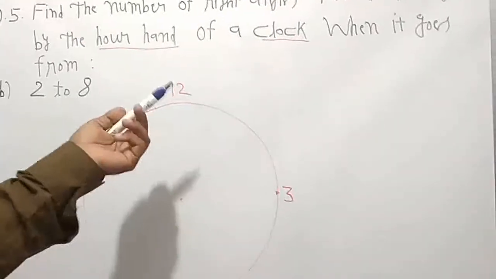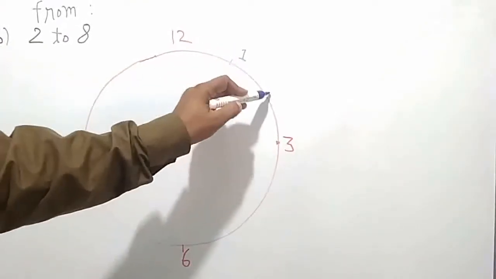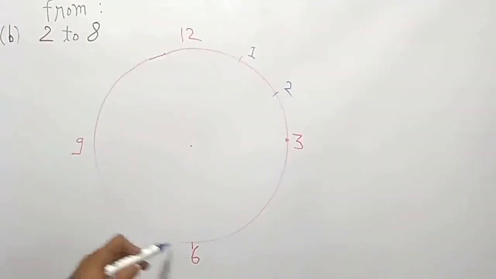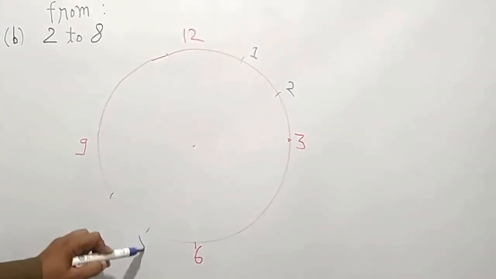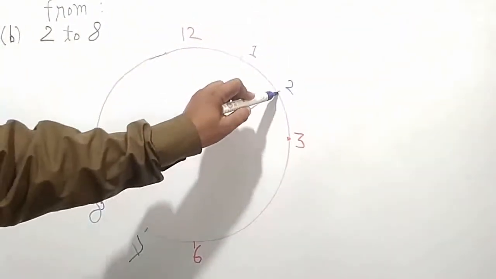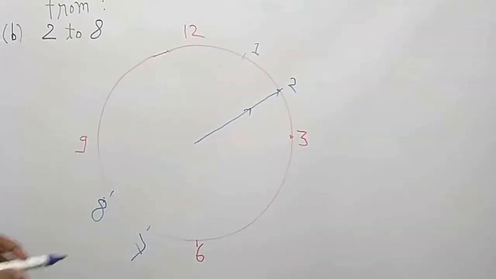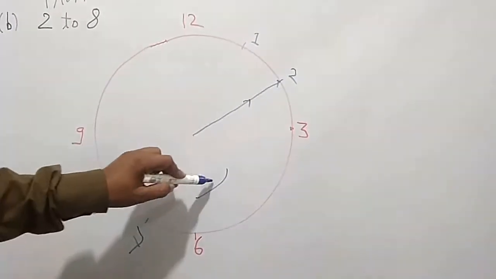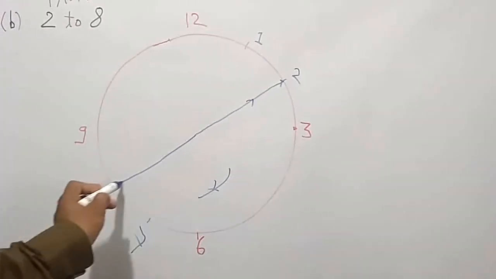2 to 8. So now we draw one more clock and in which we show initially the 2. This is 1, this is 2, and here is the number 8. After 6 it is 7 and this is 8. Now we join 2 with the center. Initially we are situated here on the 2 and now we start moving in a clockwise direction. It is the clockwise direction and we reach 8.